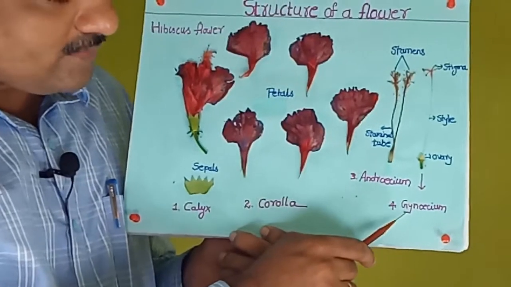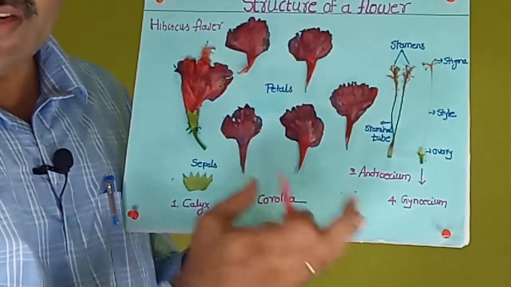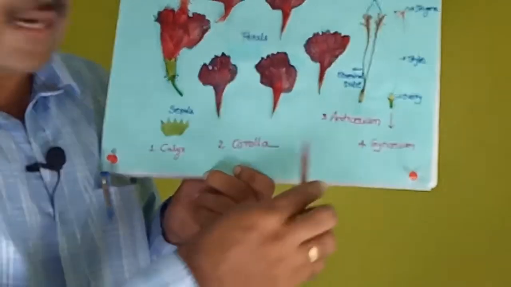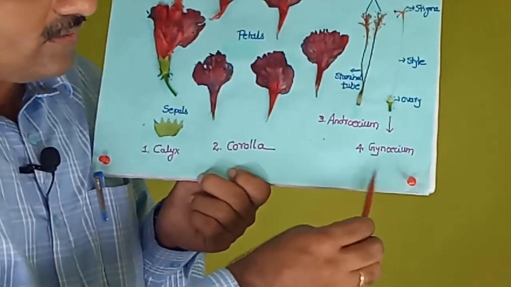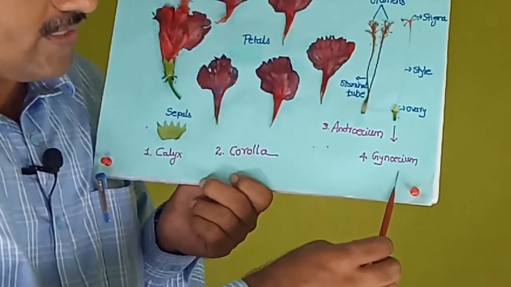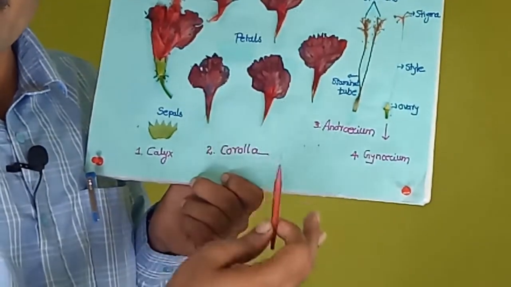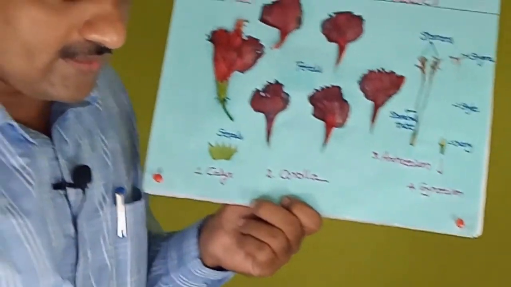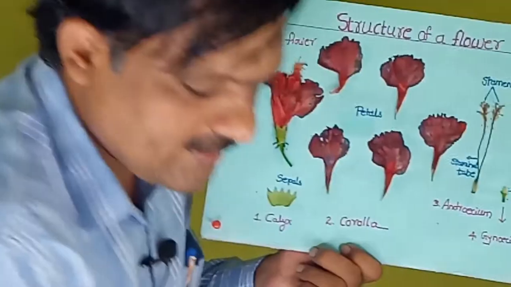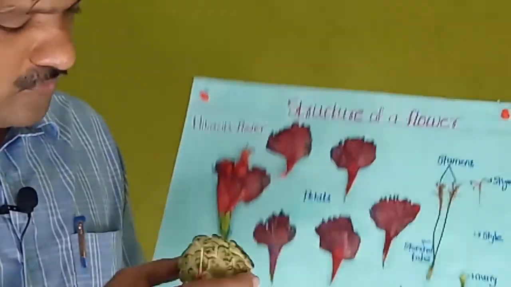Sometimes the carpels are free. When carpels are free, that is called the apocarpous condition. When carpels are united, that is called the syncarpous condition. I will explain this carpel concept with the help of one fruit. Look at this fruit, this is a custard apple fruit.